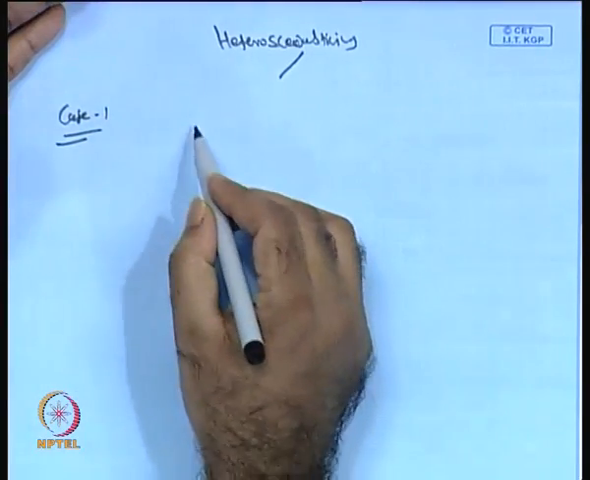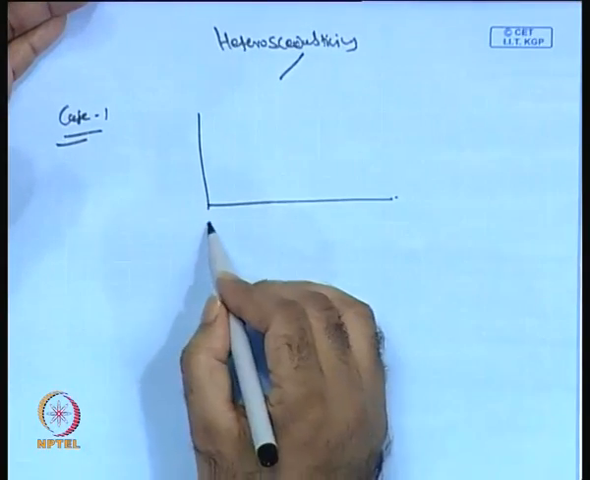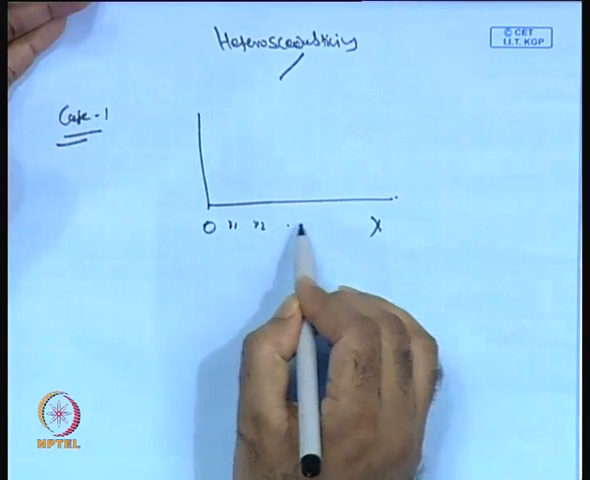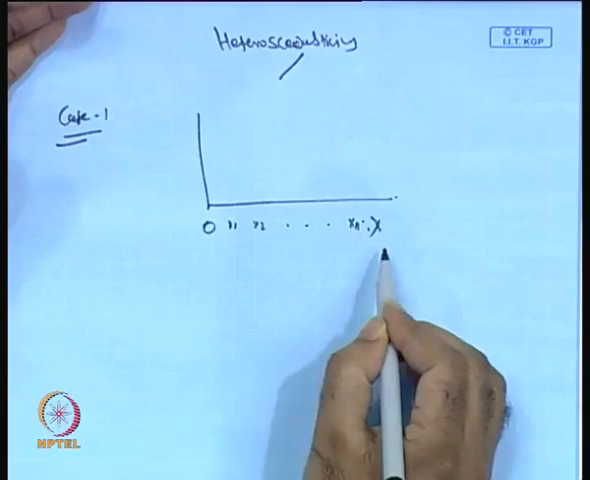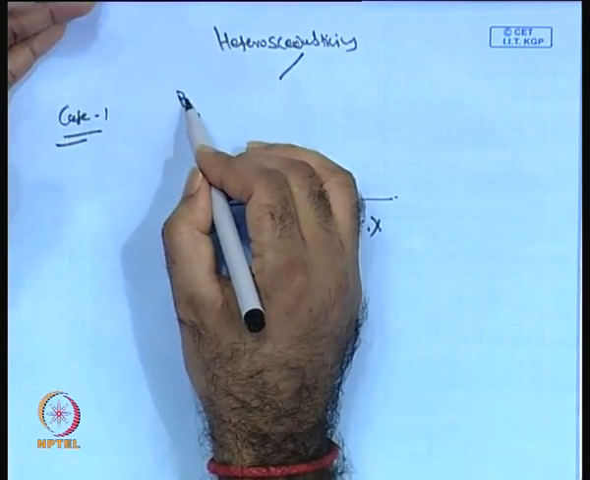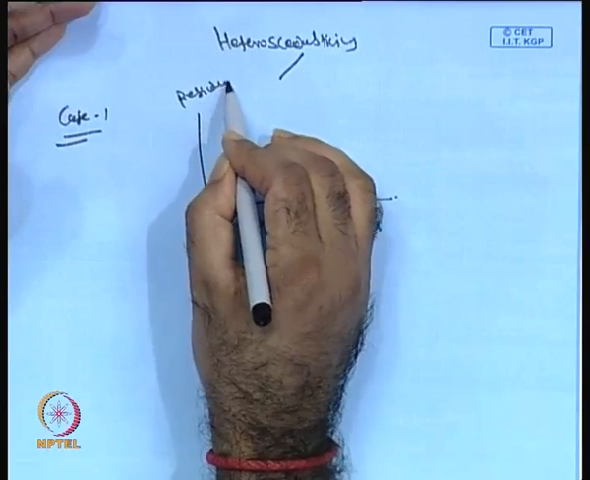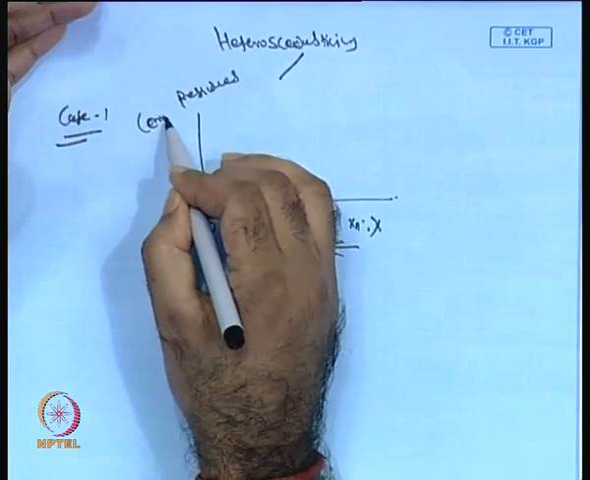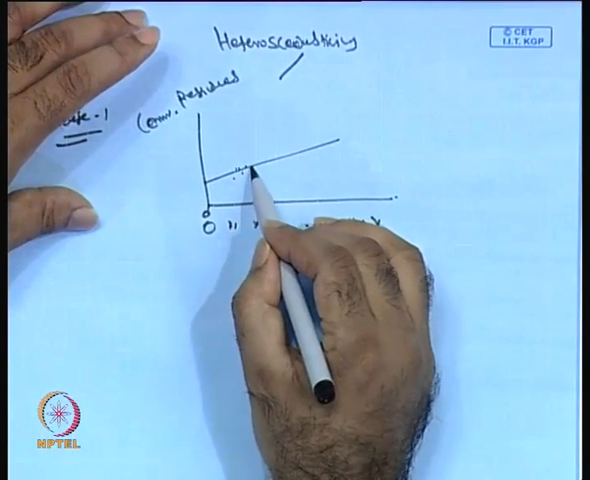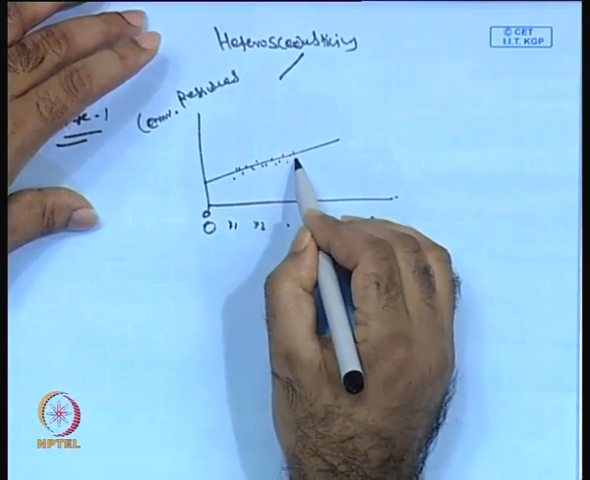So, let us say case 1 here. What is the issue of heteroscedasticity? I will take x observations here, that means x1, x2 up to xn. Okay, these are the x observations. Now on this side I will put residuals, that means error terms, error variance. Now I will plot like this. These are all the error items.